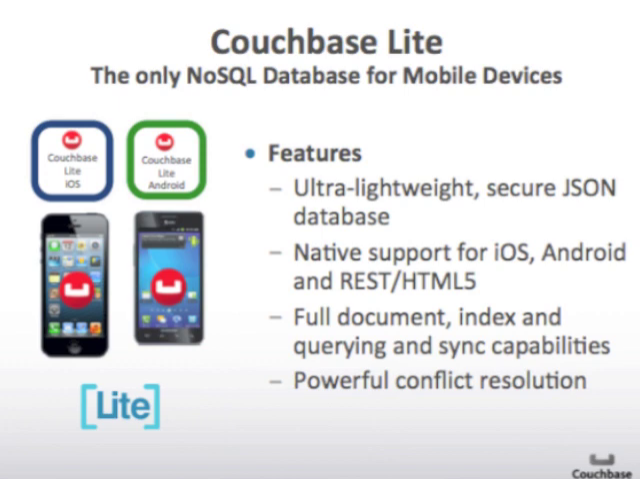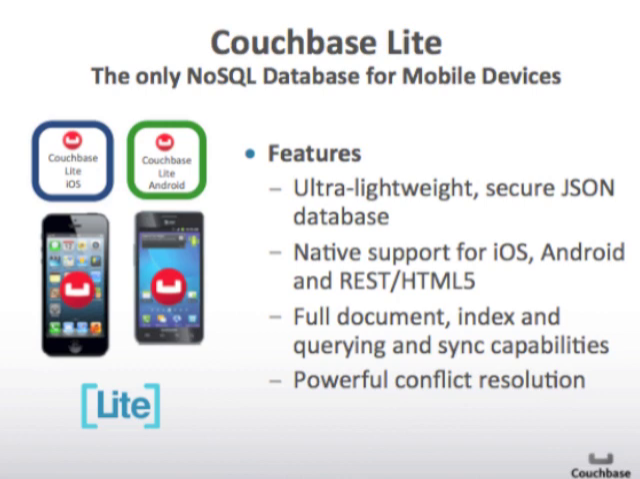So to put that into a more useful context, we want to have, if not exactly the same API across all platforms, very similar APIs, with the goal being to make it so you can work with the same data everywhere. So you might have a Xamarin app on Windows interacting with the same data as an iOS app, interacting with the same data as a PhoneGap app, depending on the platform.